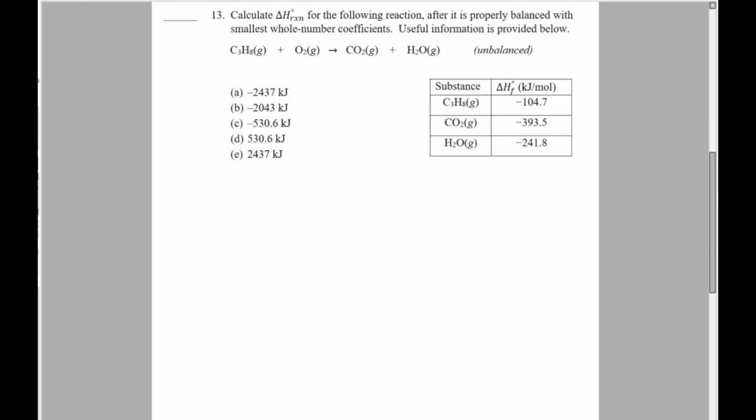Question 13. Calculate delta H reaction for the following reaction after it is properly balanced with the smallest whole number coefficients. Useful information is provided below. So when we're asked to find the delta H reaction for a reaction, you probably have located this handy equation on the equation sheet that you're given. It looks something like this, where the delta H reaction is equal to the sum of the stoichiometric coefficients times the delta H formation of products, subtracted by the same sort of thing, but for the reactants.